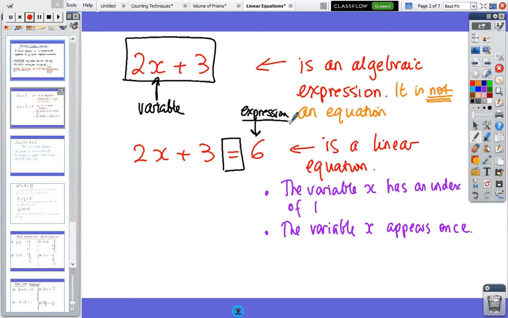So the variable is x. It has an index of 1. There's a 1 there, and the variable just appears once. So 2x plus 3 equals 6 is a linear equation. There will be an answer. I'm not worried what the answer is at the moment, but that is a linear equation. Whereas 2x plus 3 all by itself is an expression, not an equation. So copy that down when you're ready to come across.